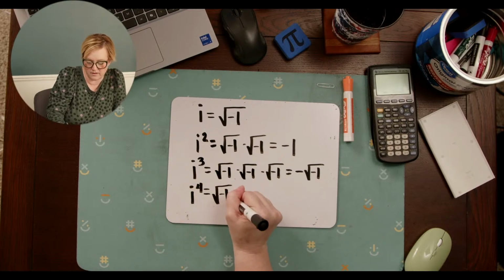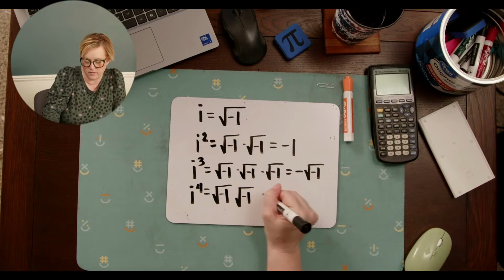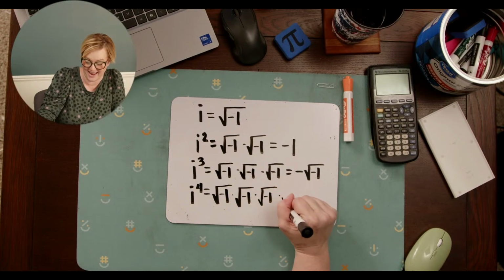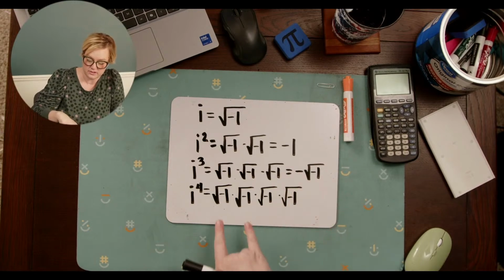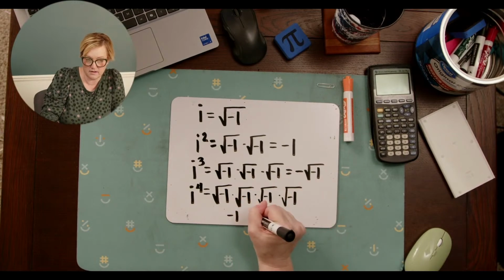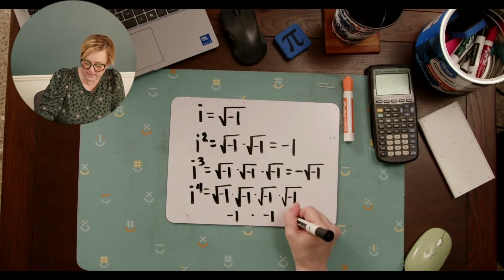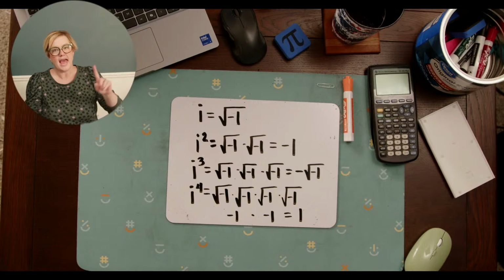Okay. And then i to the 4th is root -1 times root -1 times root -1 times root -1. So this is -1, and this is -1. So -1 times -1 equals +1. And then it becomes a cycle.